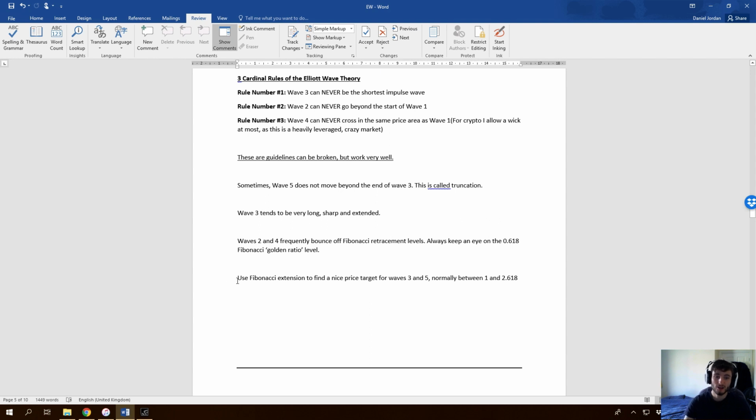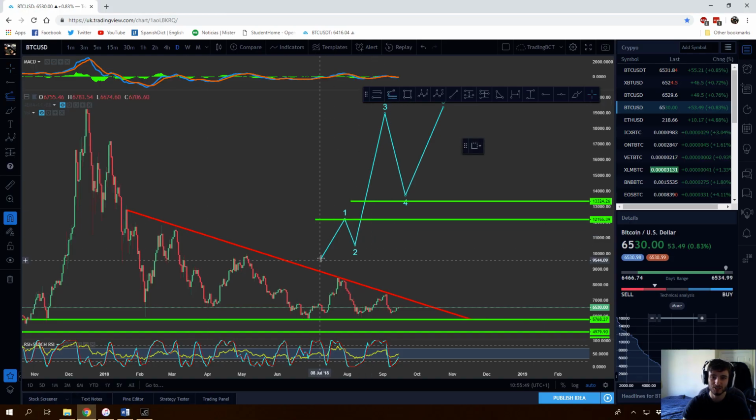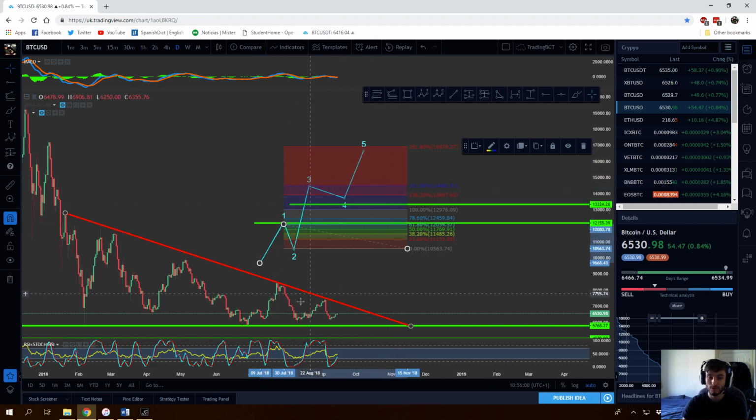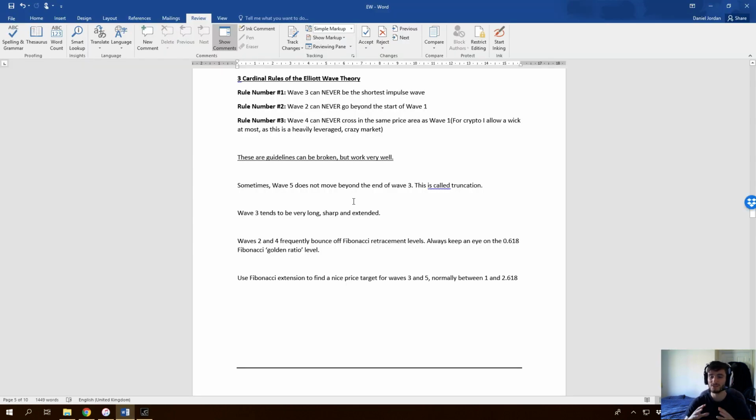And finally, use Fibonacci extension to find price targets for wave 3 and 5. And I would, for standard, be targeting between 1 and 2.618, okay? And that essentially just means taking your Fibonacci extension and using it like this. And from here, you can get your price targets for wave 3 and wave 5, where you'd hope to see your extension targets being met like that, okay? So that covers the theory behind Elliott waves.